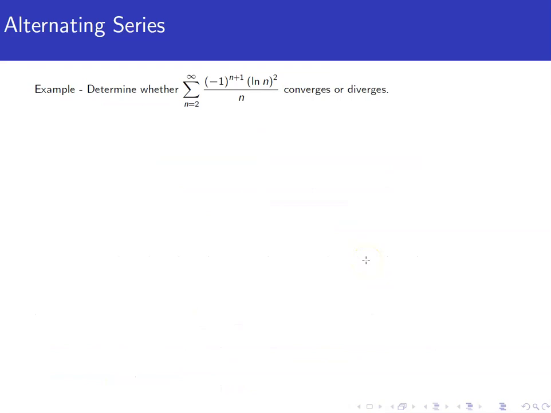All right, let's look at a little bit more complicated example. We want to determine if the series from n = 2 to infinity of (-1)^(n+1) times (log n)^2 over n converges or diverges. Notice that this series starts at 2. We could have started it at 1, but that just makes the first term 0, so that's not very interesting. So this one starts at 2.